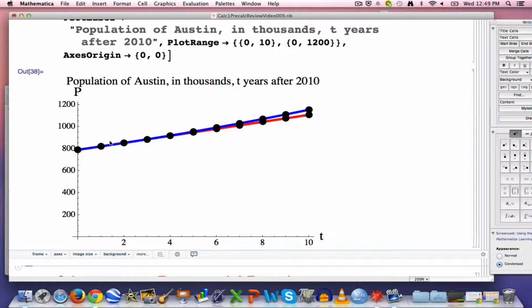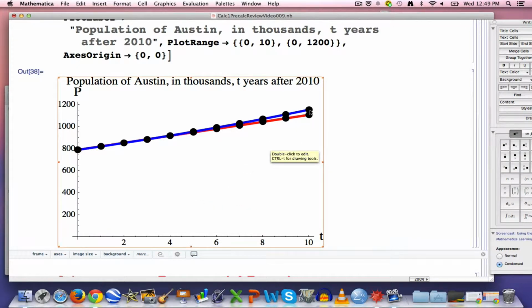In a sense, it looks like part of a smile. Okay, it's not straight, but it's always curving in one direction, a concave up direction. A concave down direction would look like part of a frown. It would look like this, how I'm drawing. But this is concave up. It looks like part of a smile. It ends up being above the linear growth at the very end and gives us a higher estimate for the population in the year 2020.